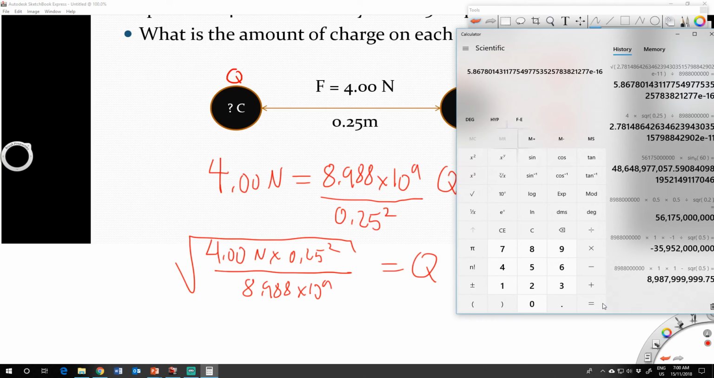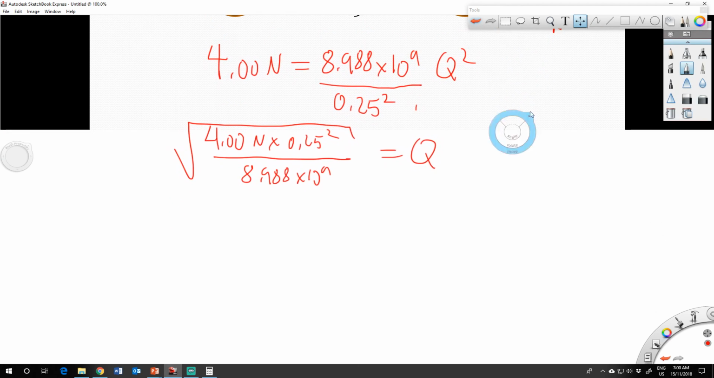And we get a charge of ridiculously small 5.87 times 10 to the negative 16. So Q is 5.87 times 10 to the negative 16 coulombs.